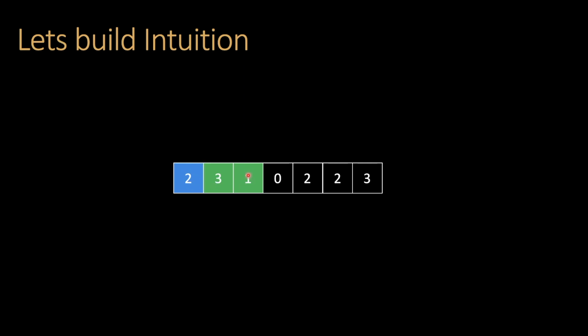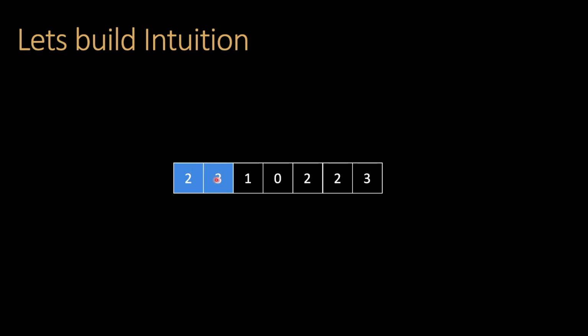We are thinking greedily, so we will take that block which will give us the maximum benefit. If we jump to 3, we will reach here, but if we jump to 1, we will reach only here. So it's beneficial to jump to 3. So from 2 we will jump to 3. I have highlighted it with blue color, which means I have jumped from here. We started at 2 and I have jumped to 3.